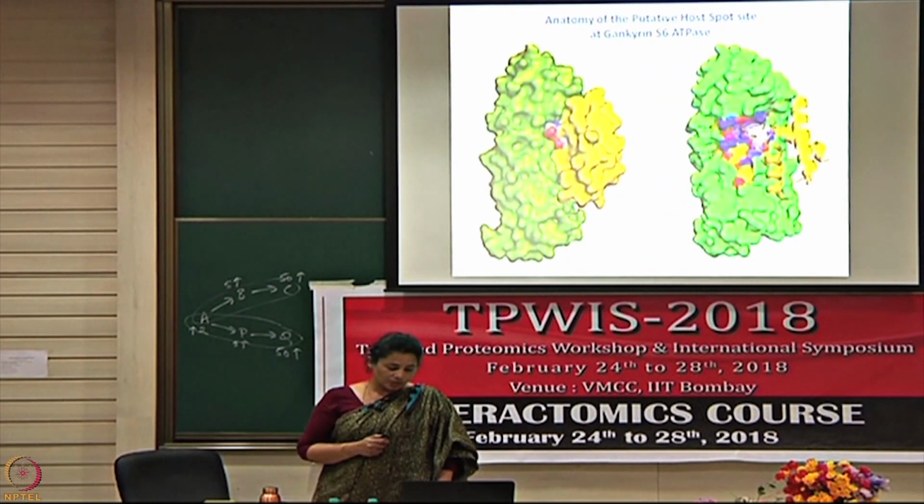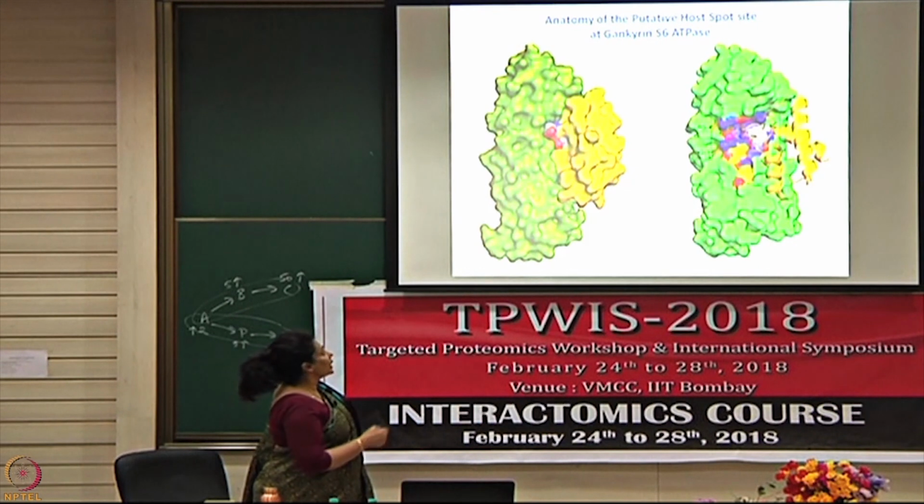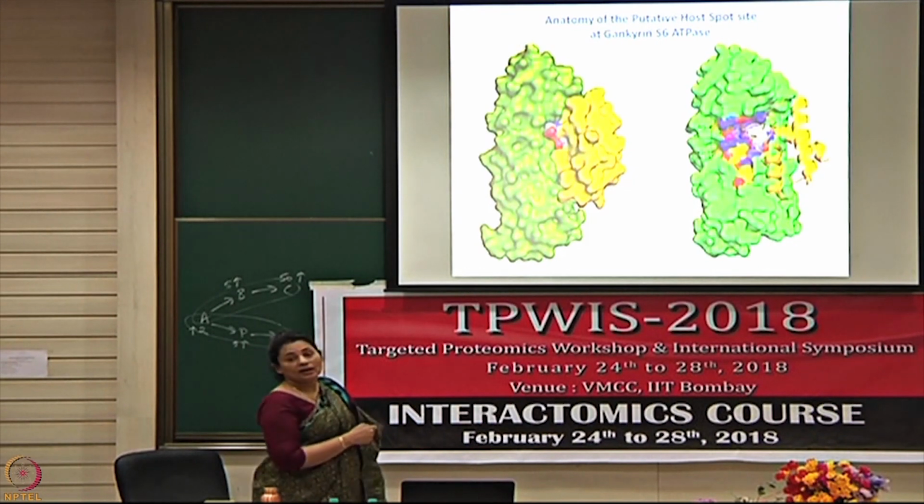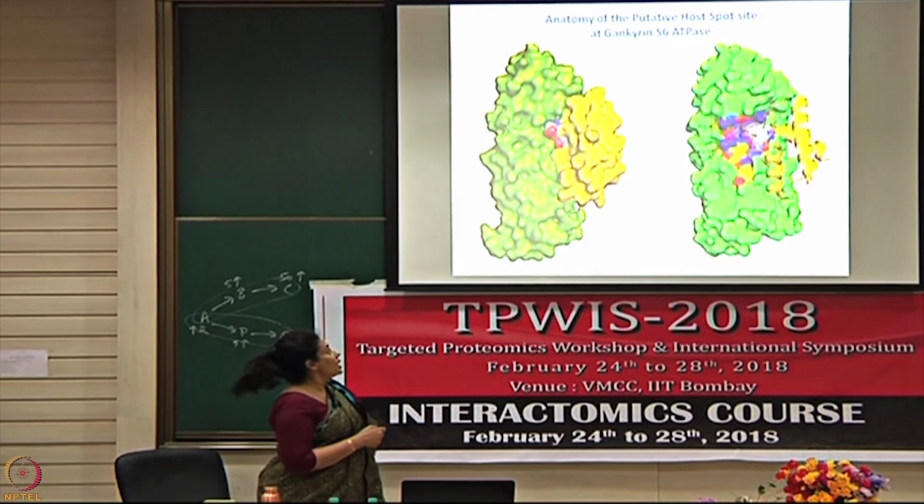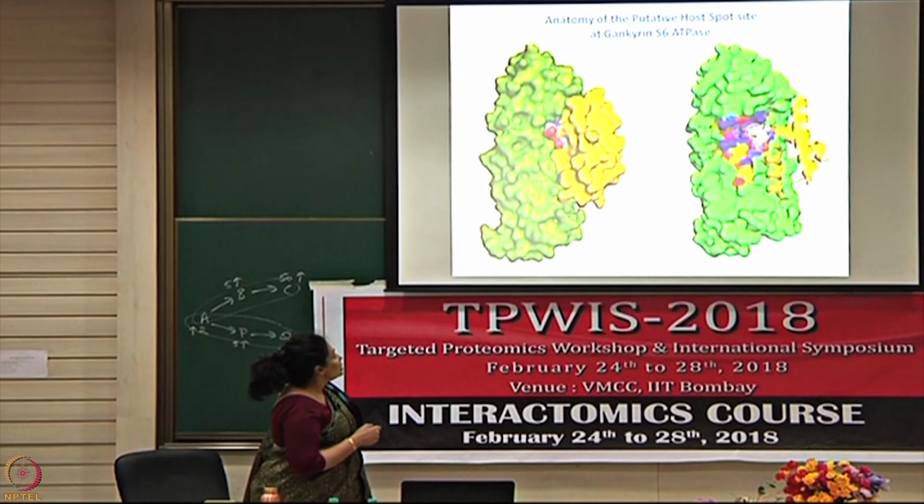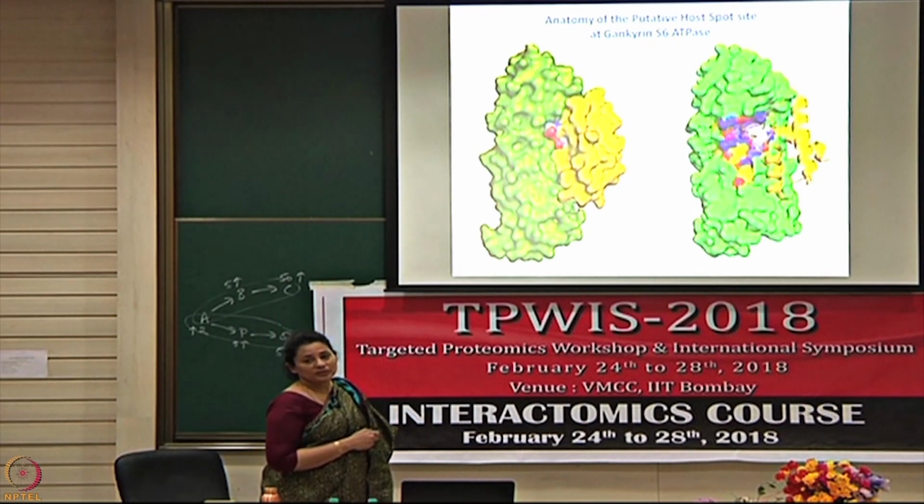hallmark cancer properties. What was available to us was a crystal structure of gankyrin and one of the assembly components, which is the S6 ATPase of the proteasome, and you see that there is an interaction between gankyrin and S6 ATPase, similar to the knob and the protrusion that I showed you earlier. So we recognized this as a hotspot. The crystal structure is available, but we recognized this as a potential hotspot.